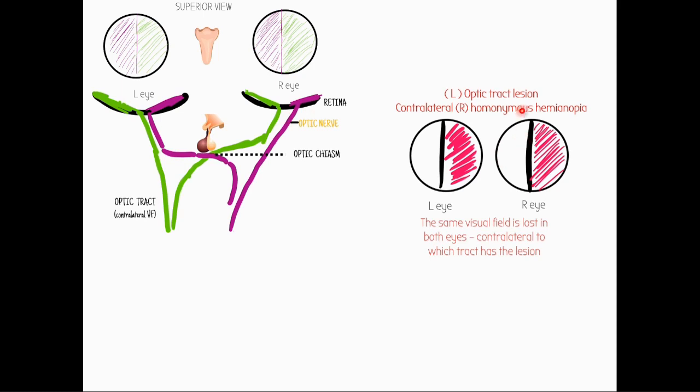So basically, if you have a lesion in these greens, you will have loss of this space here. So contralateral on the opposite side, homonymous on the same side in each eye, hemianopia, so half of the eye is gone. And that's an optic tract lesion.